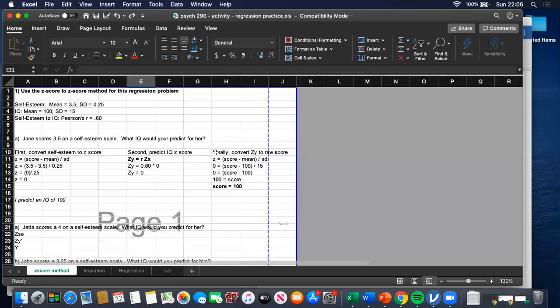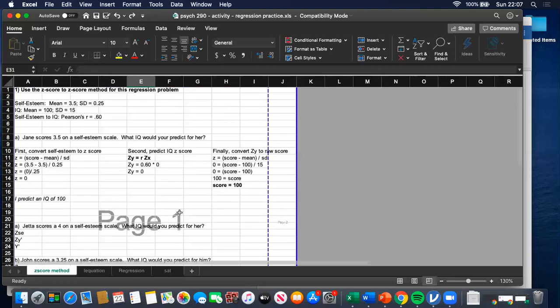Now that we know the z-score for IQ, we can convert back to get the raw IQ score. So z is still equal to score minus mean, divided by standard deviation. In this case, the mean is 100, the standard deviation is 15, and the z-score for IQ for Jane is 0. If you solve that in math, you get that equaling 100. This example is easy because it's the mean, so you already have that up there with z-scores of 0.